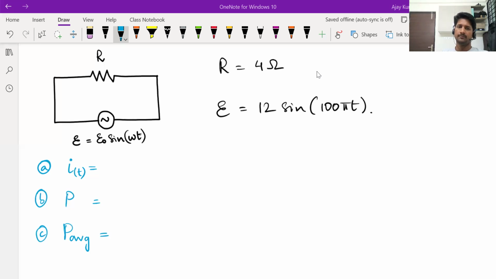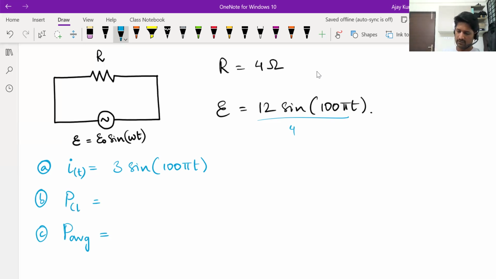Rishi, can you tell? Sir, E naught by R and sine omega t. Okay, and then see, you just have to divide the EMF with the resistance as it is. EMF is 12 sine 100 pi t, divided by resistance 4, 12 by 4 is 3. So it becomes 3 sine 100 pi t, that's all. That's the current as a function of time.